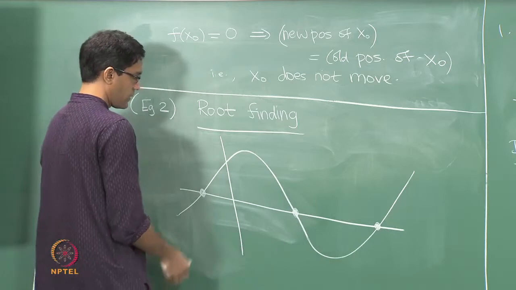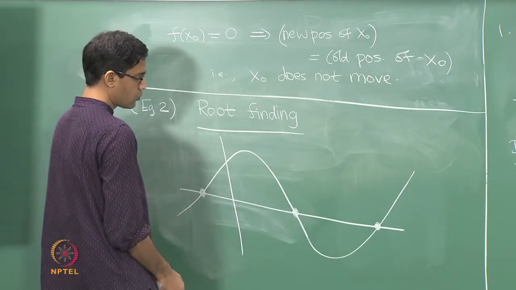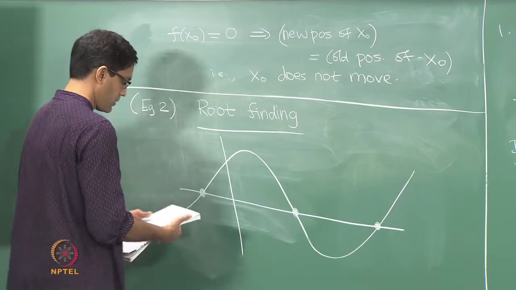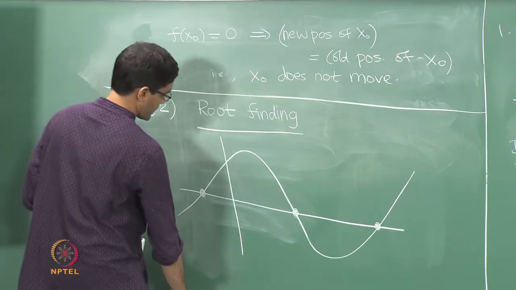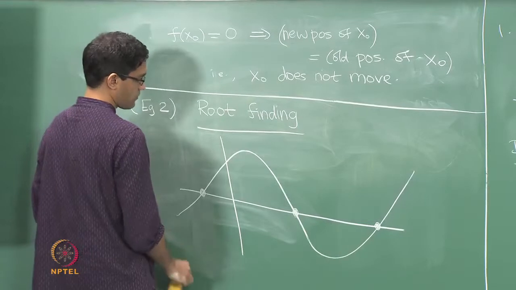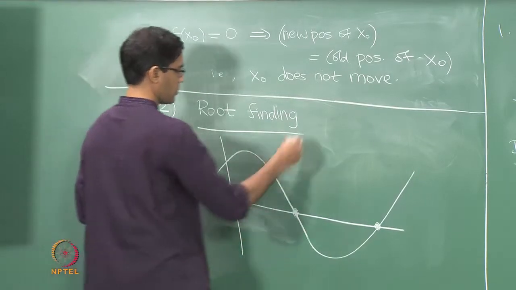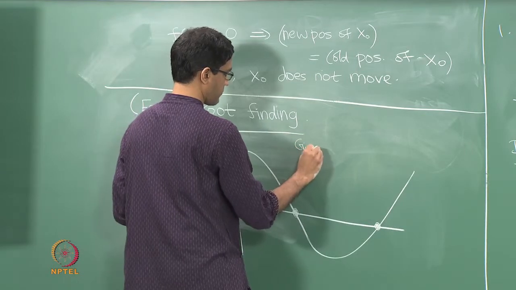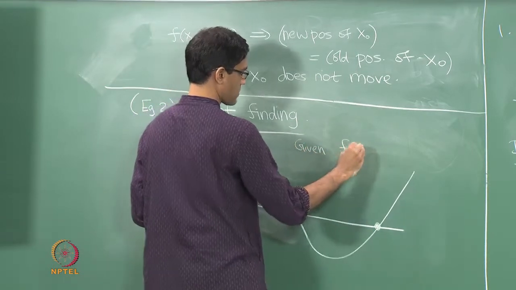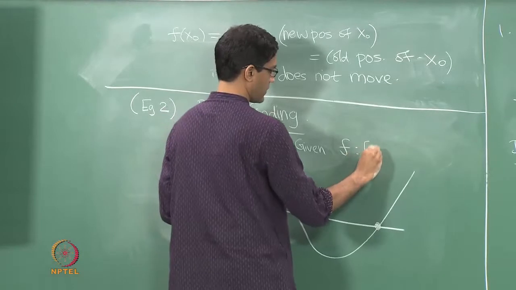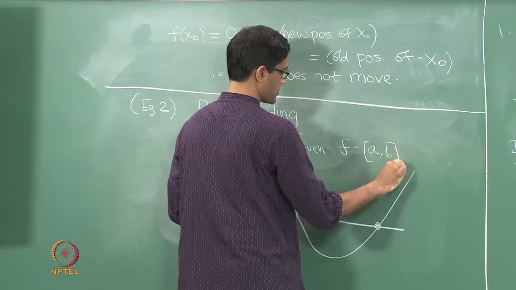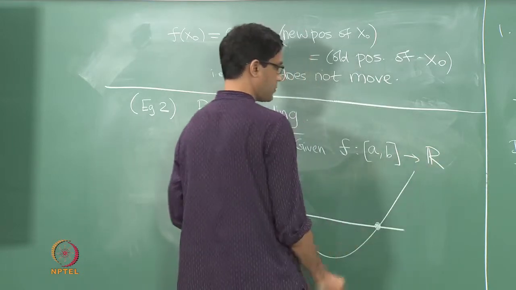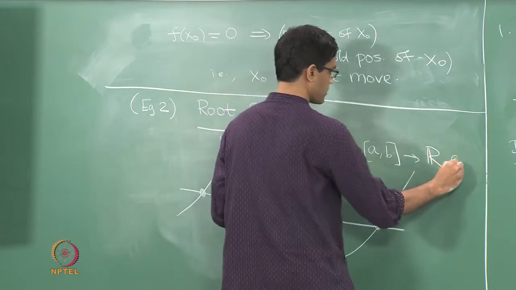And here is an algorithm for finding roots which more or less uses the intermediate value property. So here are the assumptions. Suppose I am given a continuous function f. So let us see what our assumptions are. Given f, let us say it is not even defined on all of the real numbers. Suppose I just knew that it was defined on an interval, f from a, b to R, f continuous.